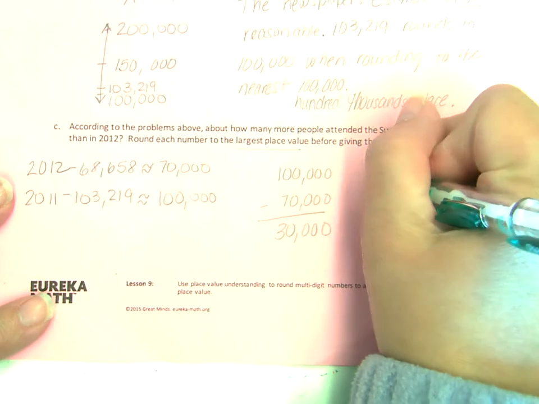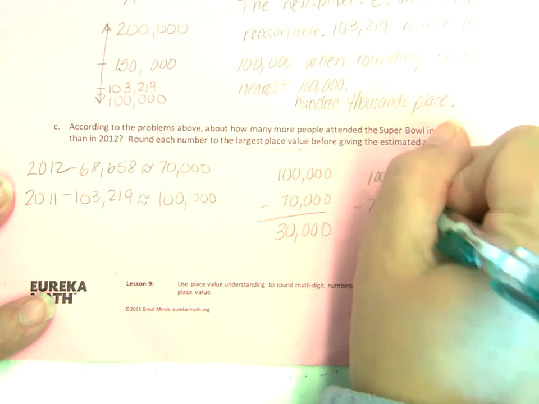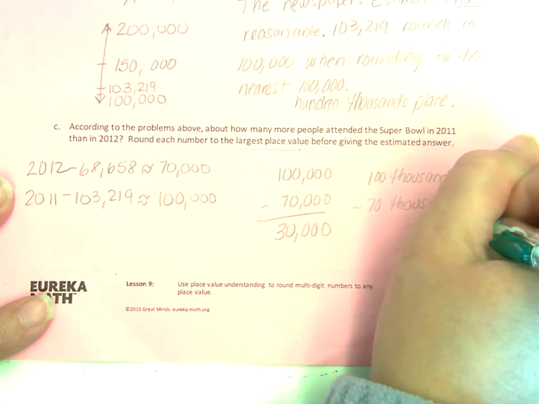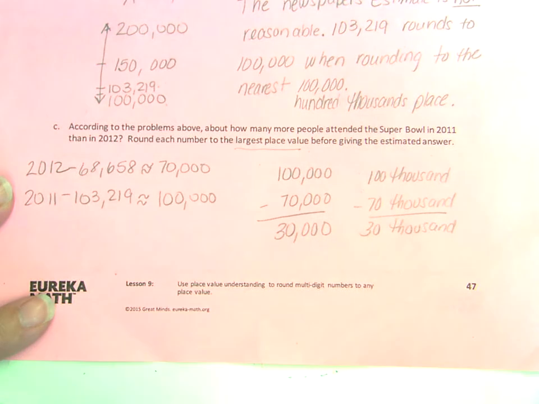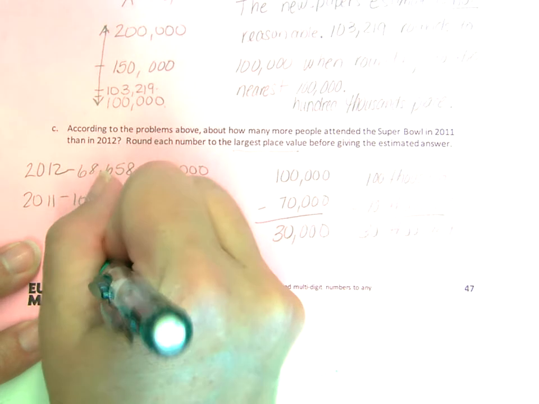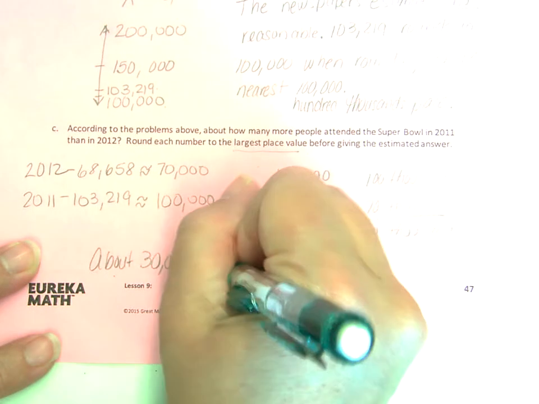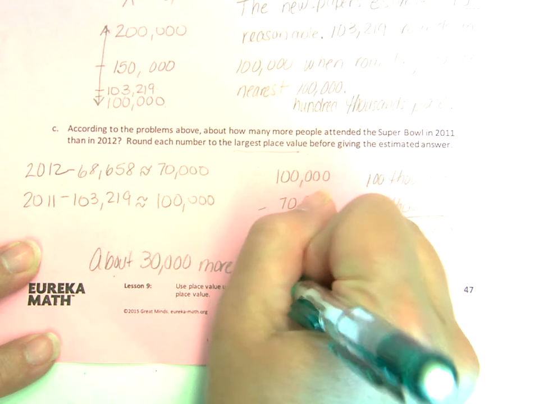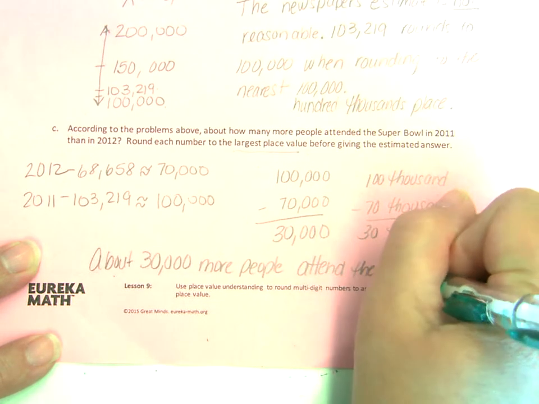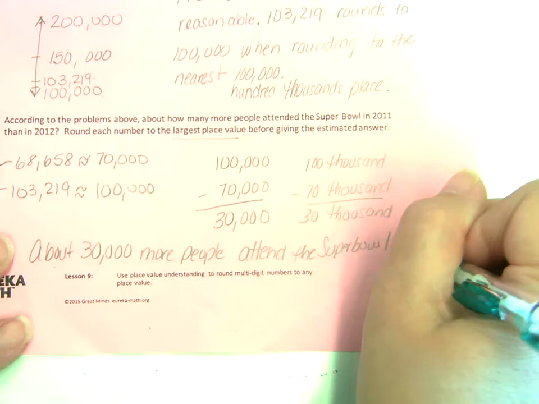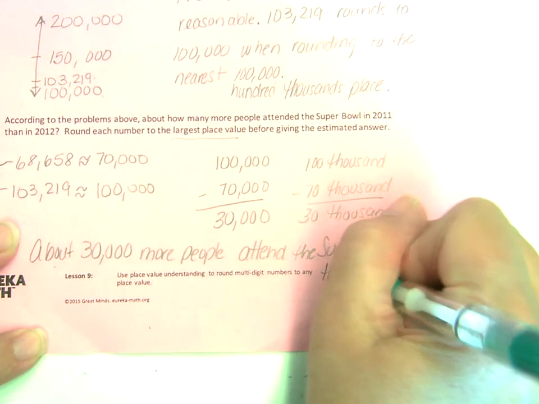Okay, or you could have written it this way, 100,000 minus 70,000 is 30,000. Either way is okay with me. So, your answer would be about 30,000 more people attend the Super Bowl in 2011 than 2012.